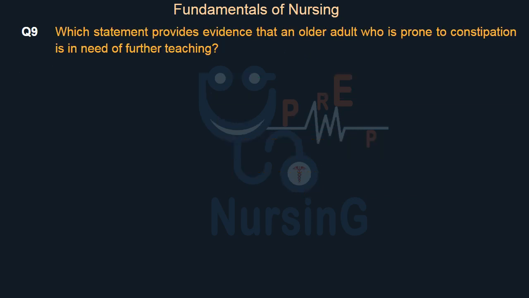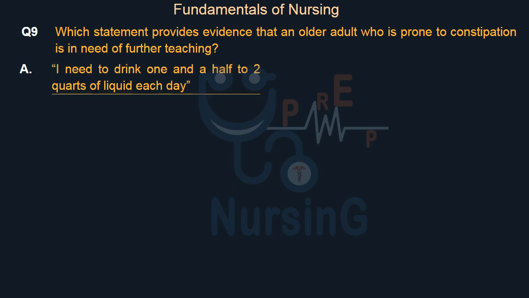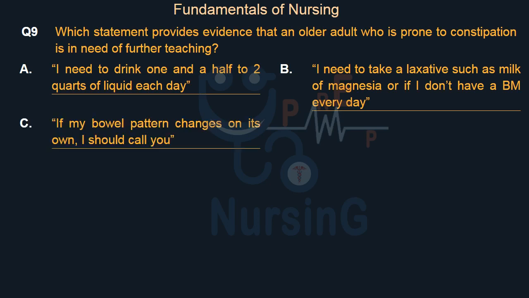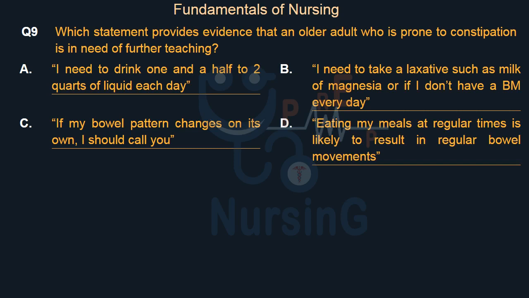Which statement provides evidence that an older adult who is prone to constipation is in need of further teaching? Option A. I need to drink 1.5 to 2 quarts of liquid each day. Option B. I need to take a laxative such as milk of magnesia if I don't have a BM every day. Option C. If my bowel pattern changes on its own, I should call you. Option D. Eating my meals at regular times is likely to result in regular bowel movements. Right answer is Option B.